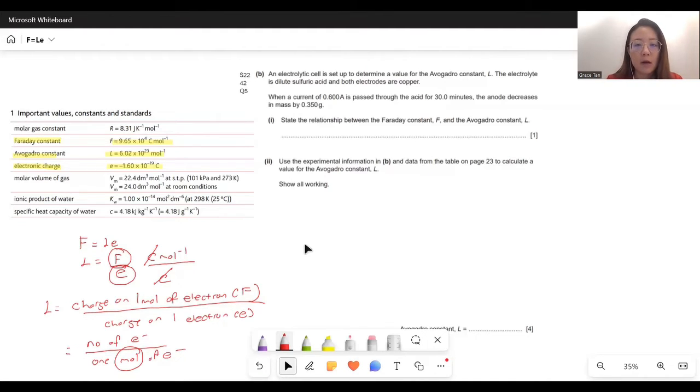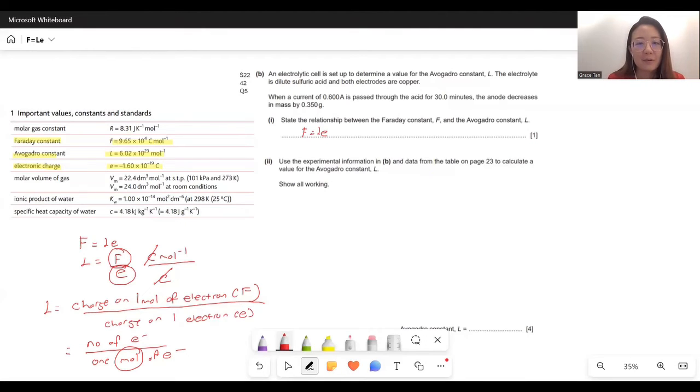Now let's look at an easy example first, which is taken from summer 22. An electrolytic cell is set up to determine a value for the Avogadro constant L. The electrolyte is dilute sulfuric acid, and both electrodes are copper. They use a reactive metal here. When a current of 0.6 ampere is passed through the acid for 30 minutes, the anode decreases in mass by 0.35 g. State the relationship between the Faraday constant and the Avogadro constant. This is easy. F equals to LE, 1 mark.